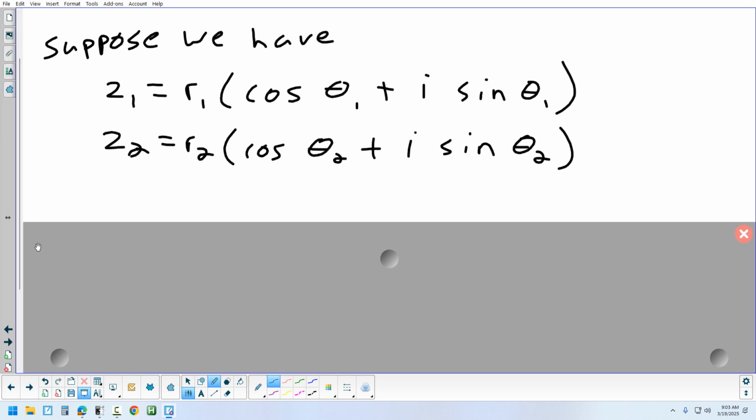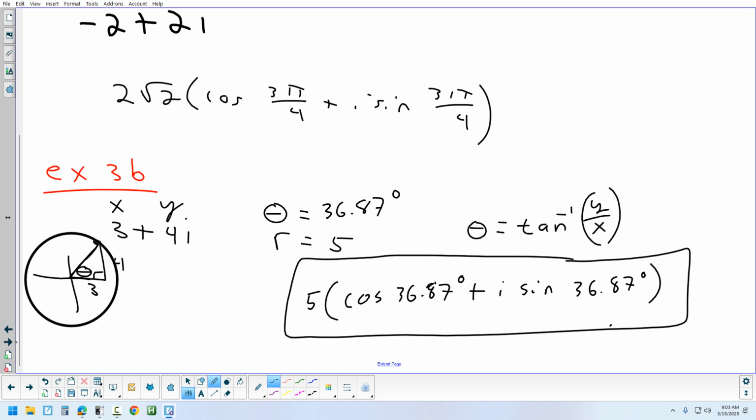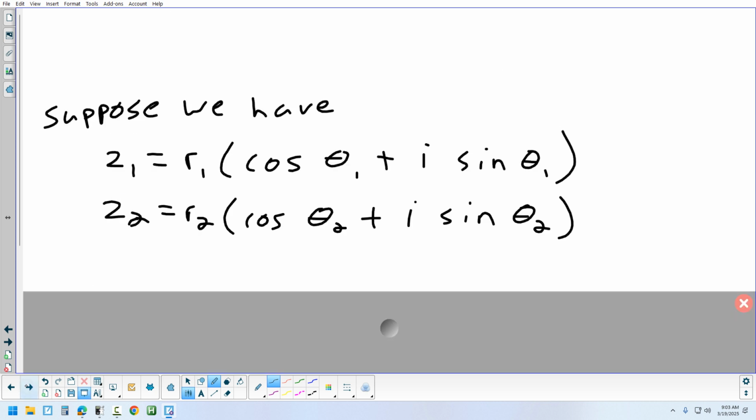So let's say that we had 2 complex numbers in trig form. They each have their own radius, calling them R1 and R2, and they each have their own angle, theta 1 and theta 2. So like in the problem we just did a minute ago, r would be 5 and theta would be 36.87. You're either going to be given something like that, or you would have to find it if they don't give it to you.